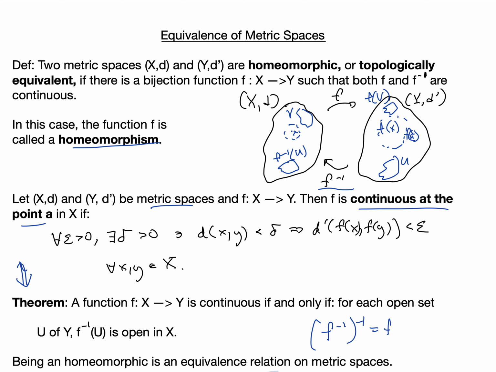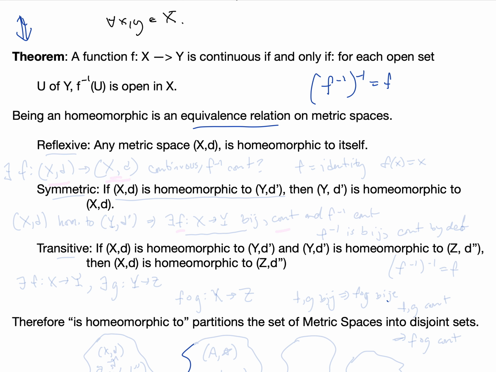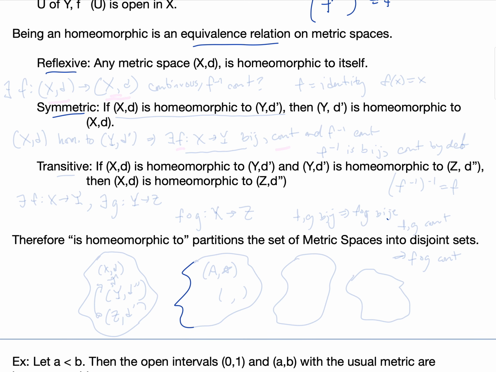Being homeomorphic or topologically equivalent is an equivalence relation on metric spaces. As a reminder, an equivalence relation is a relation that's reflexive, symmetric, and transitive. So reflexive means that any object is related to itself under the relation. Here that would mean that any metric space is homeomorphic to itself. Let's think about why that's true.